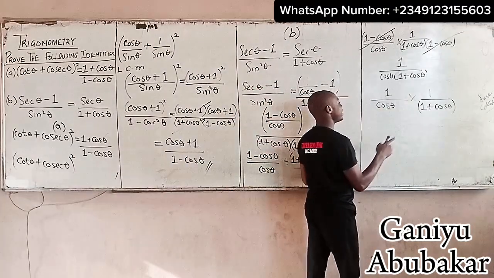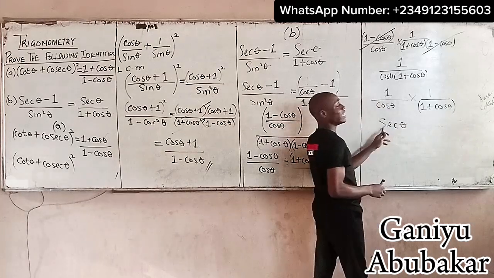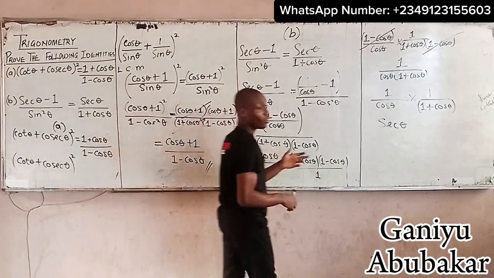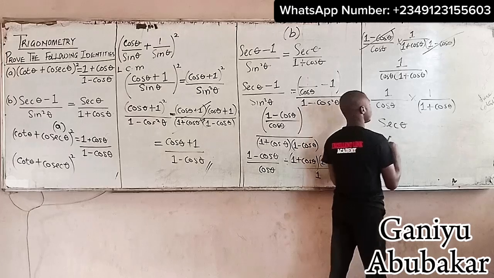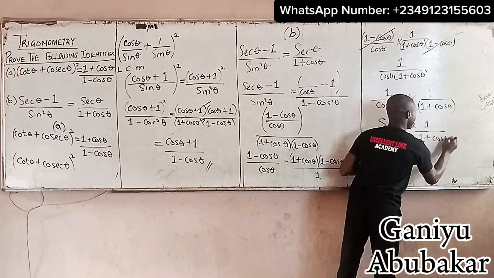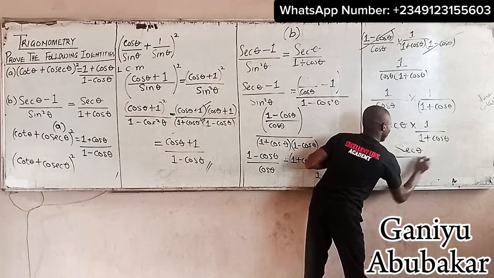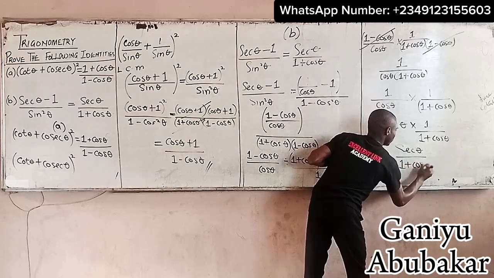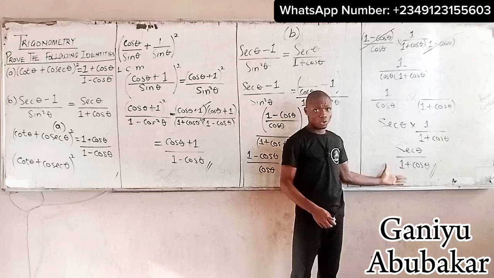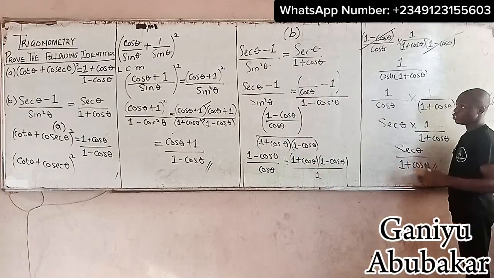From here, don't forget we said 1 over cos theta is what? That's sec theta. Don't forget the identity, we said that sec theta is equal to 1 over cos theta, right? So this one gives this one multiplied by 1 over 1 plus cos theta. What do we get, please? 1 times this is sec theta all over 1 plus cos theta. This becomes the proof to this particular question here. So this is to prove something of this nature.